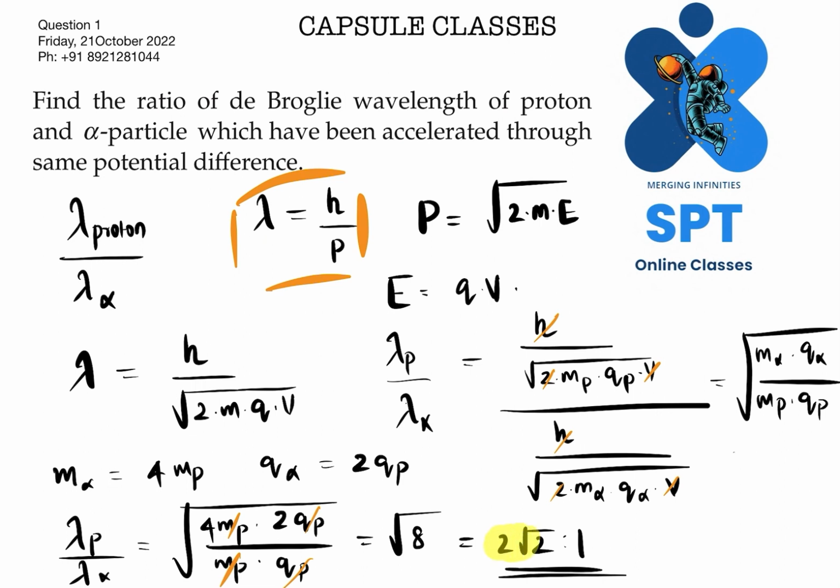The question was to calculate the ratio of the wavelength of proton to alpha particle under the same potential difference. The answer is 2 root 2 is to 1.